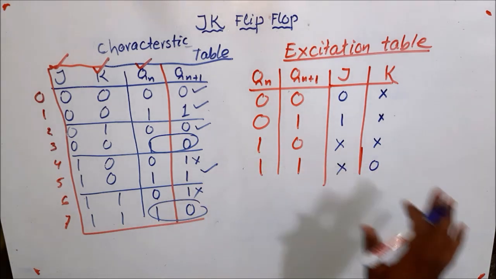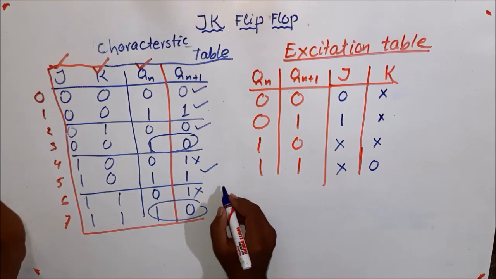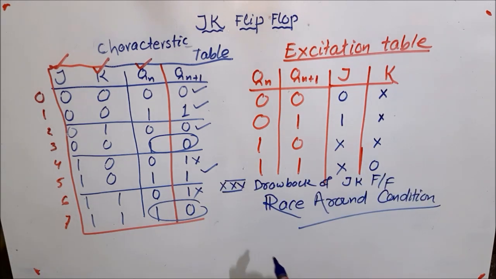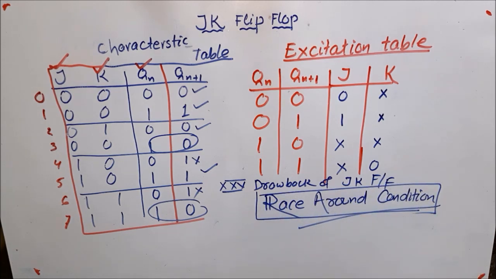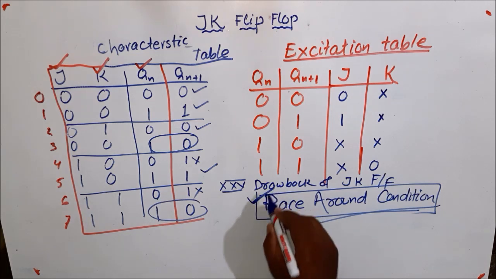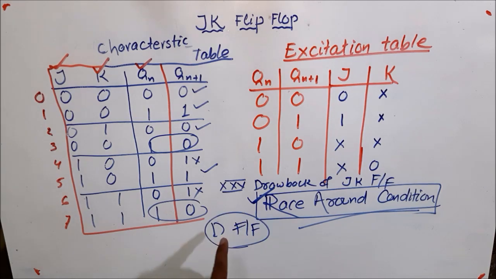Okay, so this is the excitation table. But we have a demerit in JK flip-flop. This is very important. I will create a separate video for this race around condition, so we'll explain in the next lecture. Okay, so this is for JK flip-flop. To overcome this race around condition, we will design the D flip-flop, that is the delay flip-flop.